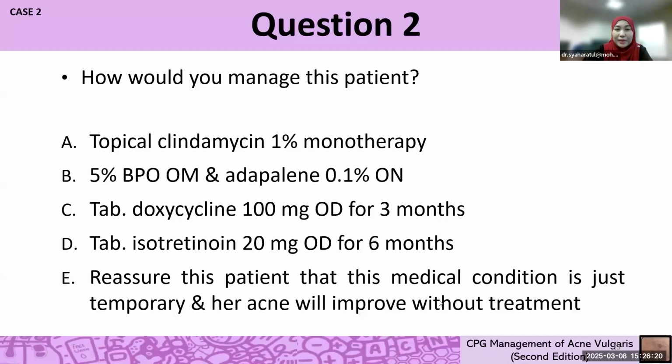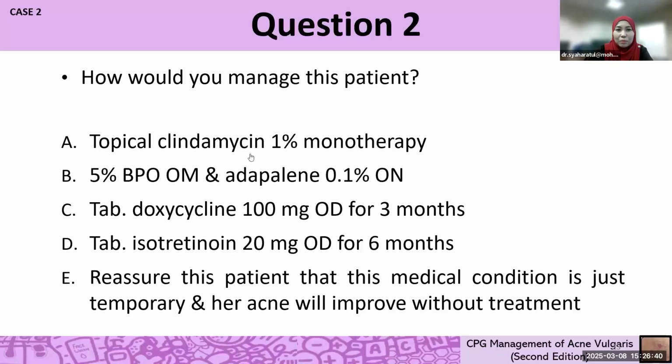Okay, definitely we have to treat. We cannot just tell that it's just part of growing up. So we have to treat them. So B, B, B, B, B. A lot of B team. Some answered C. So let's see what would be the correct answer.